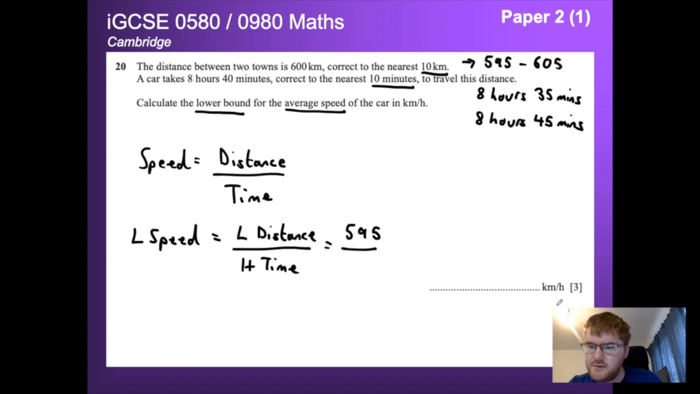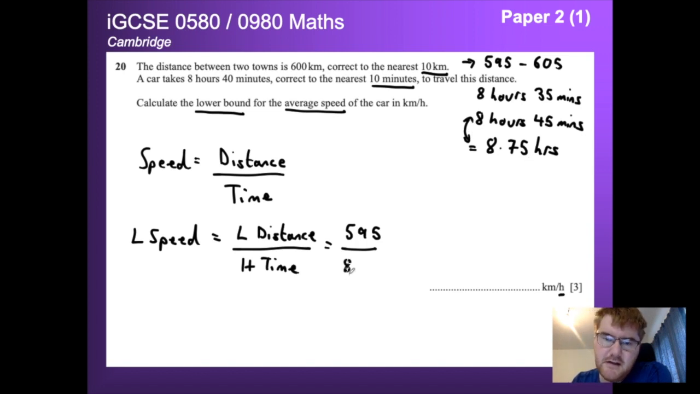Now, we have to be a little bit careful because we want this in hours, not minutes. So we need to convert this to hours only. Notice 45 minutes is 3/4 of an hour. So we can write this as 8.75 hours. Okay, so we have to make sure this is in the right units. So then we go 8.75 like so. And now we just pop this into our calculator to give us our answer. So 595 divided by 8.75 gives us exactly 68. It's probably a good sign if we're getting a whole number. And that is going to be our lowest bound for the average speed of the car.